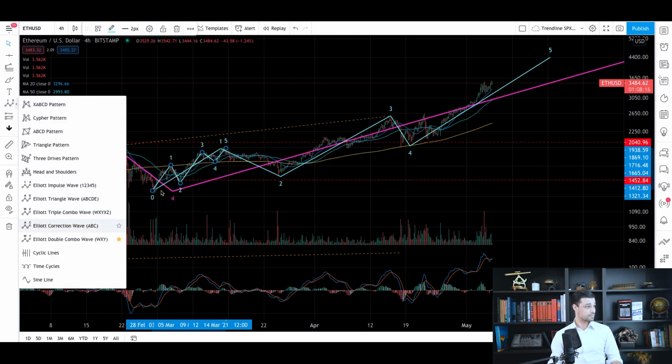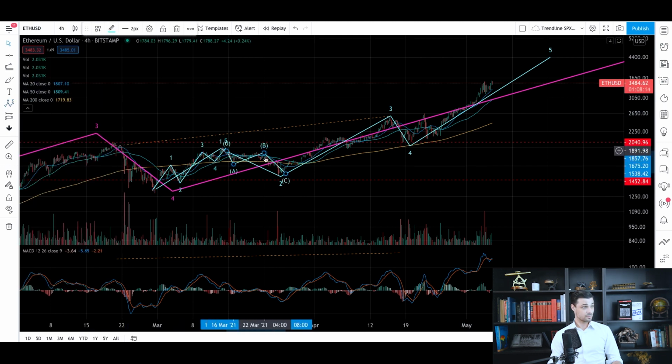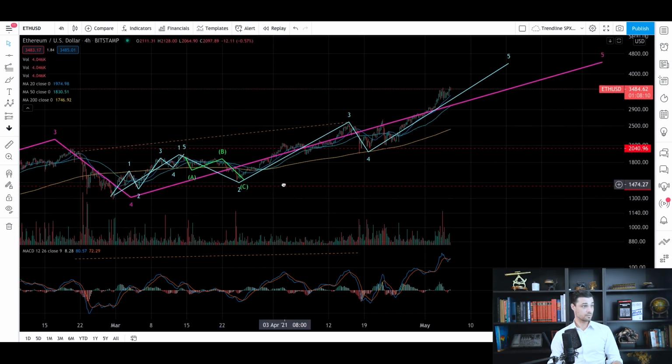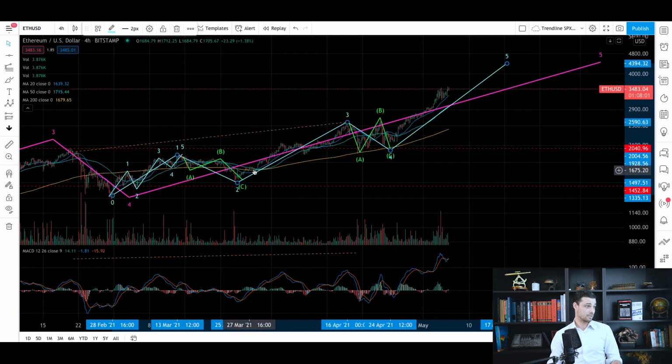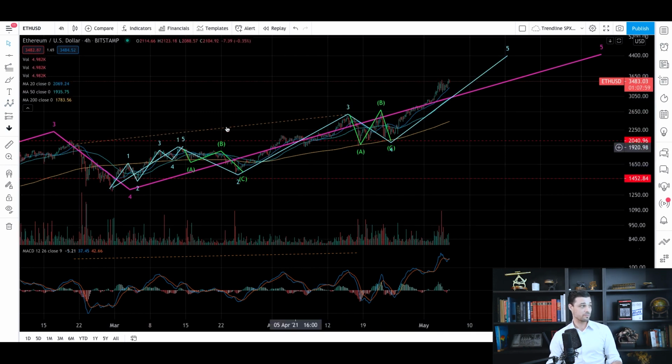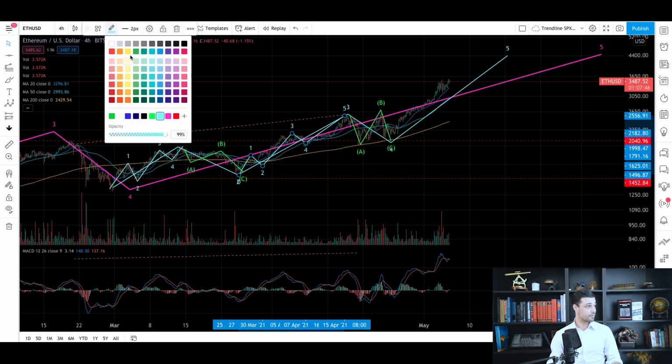Then ABC. Put this one in green. Okay. Then 1, 2, 3, 4, 5. And then here a flat, guys. It's like perfect. Once again, you can see that we are respecting all the Elliott wave rules, that when you have a zigzag in the second wave, you usually have a flat in the third wave. And here we're having our 5 waves as well. So this counting is very clean.